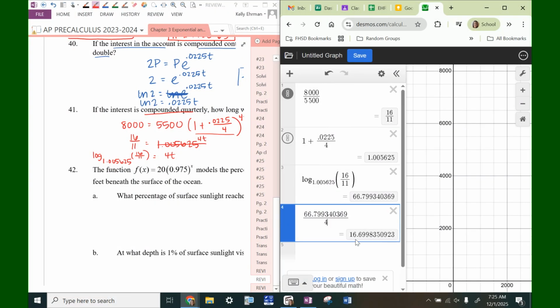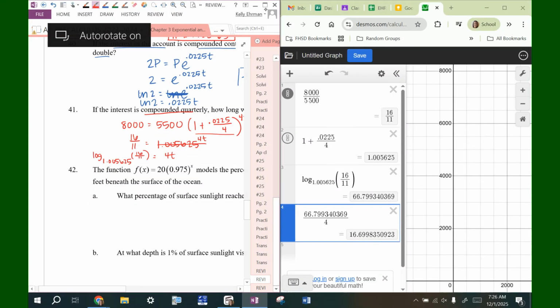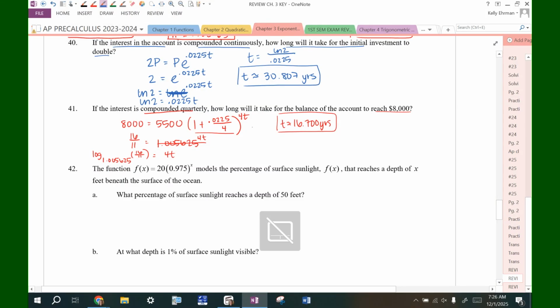So see how I got the same answer? 16.700. So you don't have to do that. You could just say, I'm just going to go straight from this line to getting my answer. That's what I recommend. But if for some reason the graphing isn't working for you, or if it were somehow a non-calculator problem on an AP test, then that's what we would go through and do.